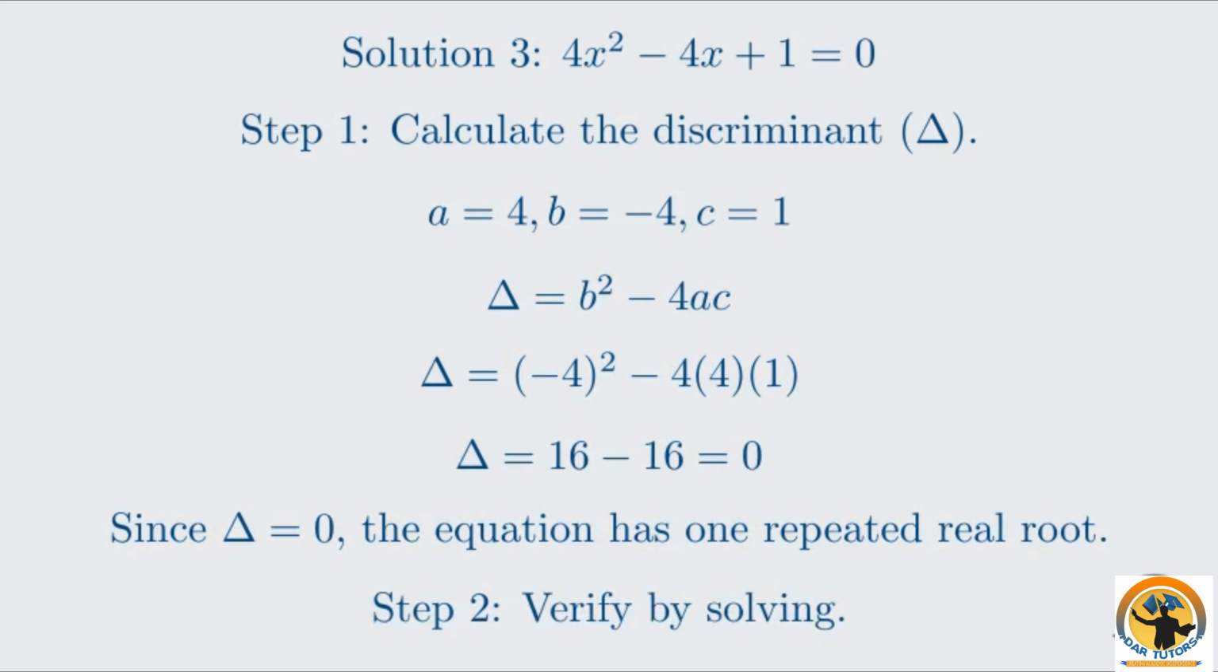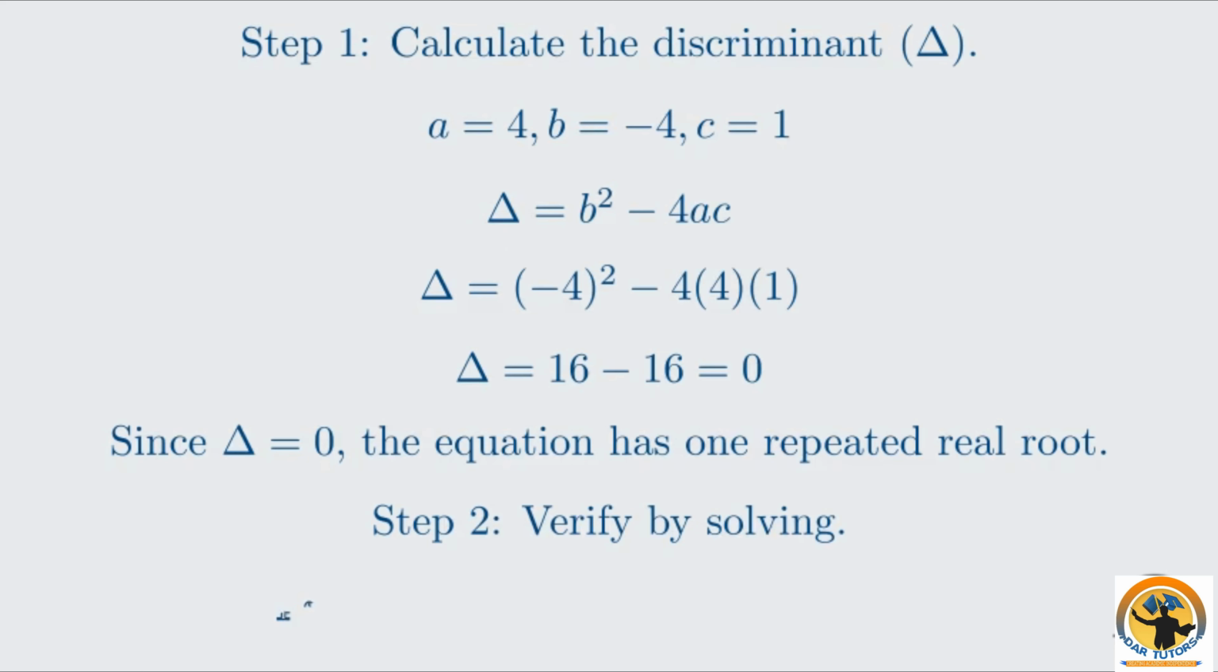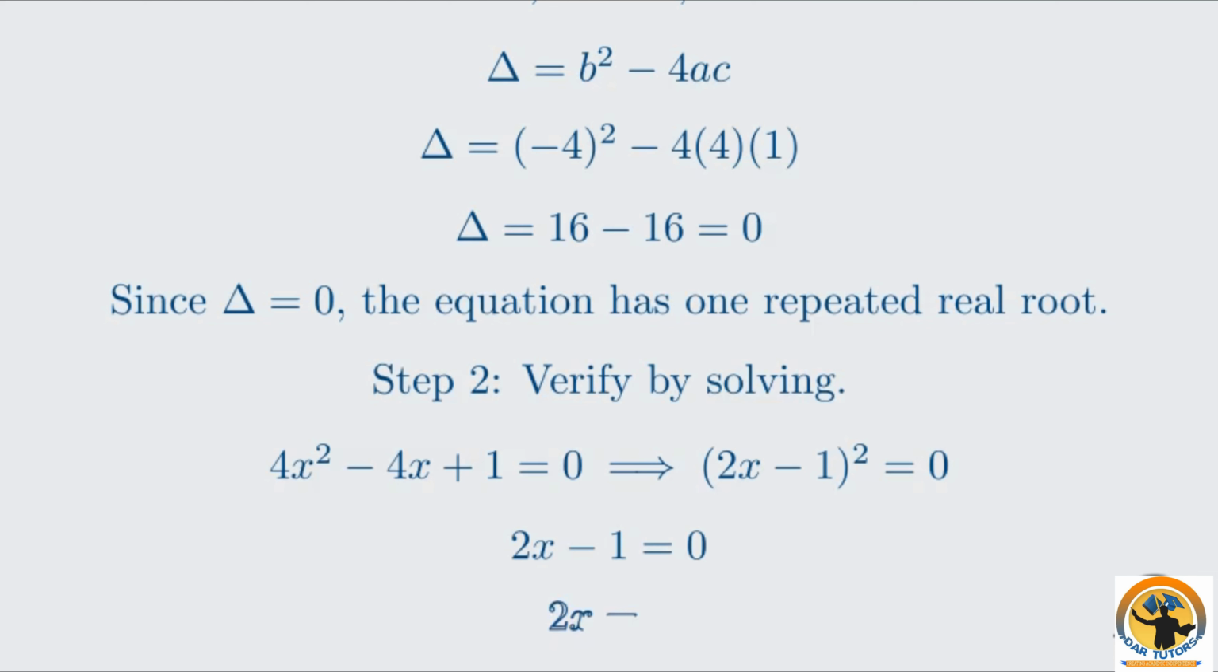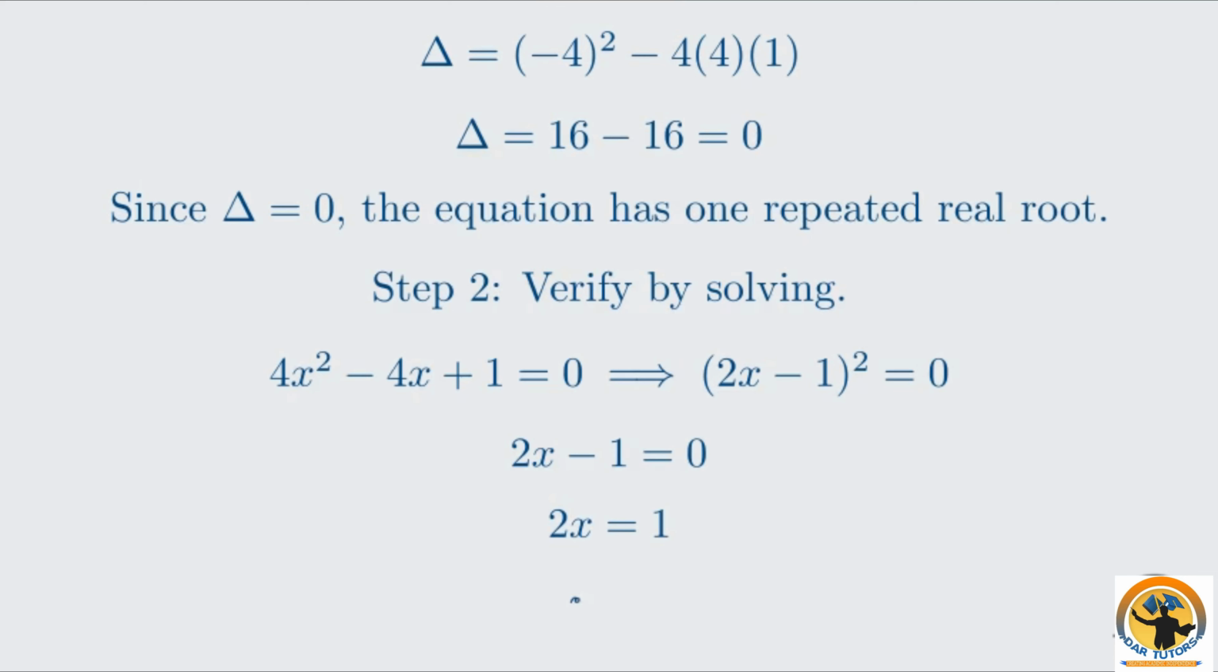Now, let's verify this by solving the equation. Notice that the left side is a perfect square. It can be factored as (2x minus 1) squared equals 0. Taking the square root of both sides gives 2x minus 1 equals 0. Solving for x, we get 2x equals 1, so x equals 1/2. As predicted by the discriminant, we have found one repeated real root.